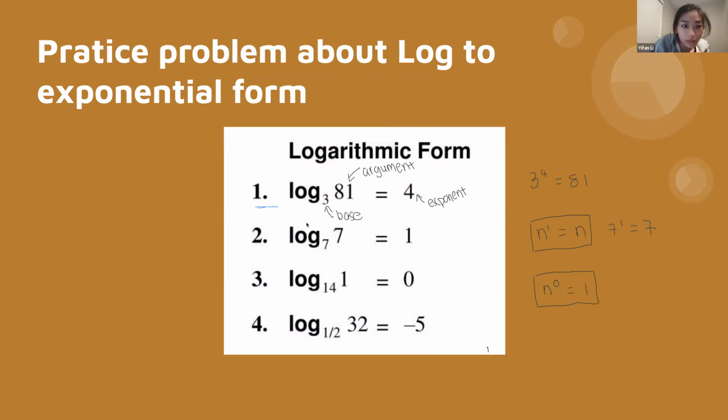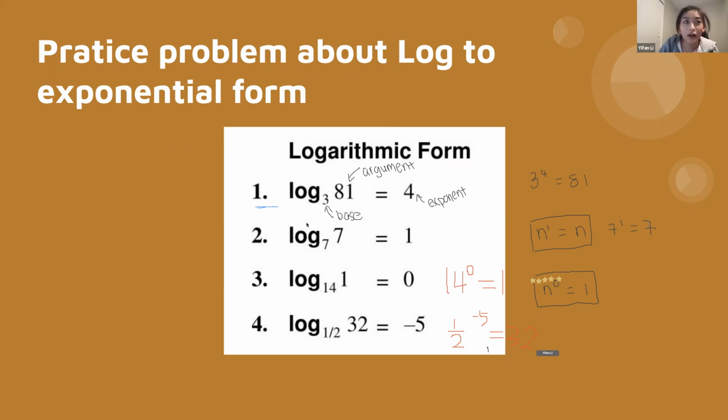Okay, so for number 3, the answer in exponential form is 14 to the power of 0 equals 1, because everything to the power of 0 equals 1, and in this case it makes sense. And for number 4 it's 1/2 to the power of -5 equals 32.